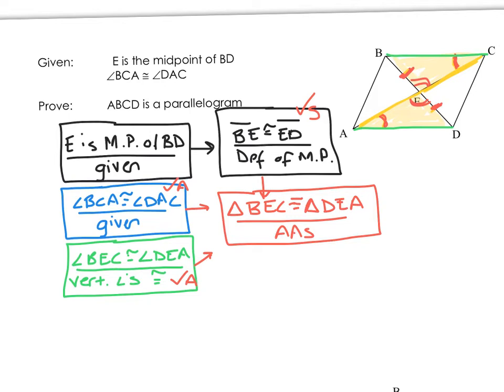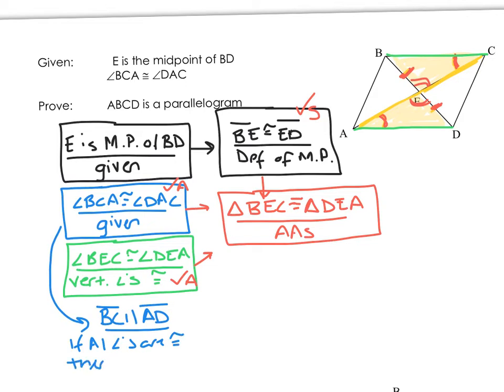I'm basically going to be using this fact. And I'm going to say that BC is parallel to AD. Because look at that, I have alternate interior angles that are congruent. So if alternate interior angles are congruent, then the lines are parallel. And I'm really sorry my handwriting's so messy on this thing. I'm doing my best.